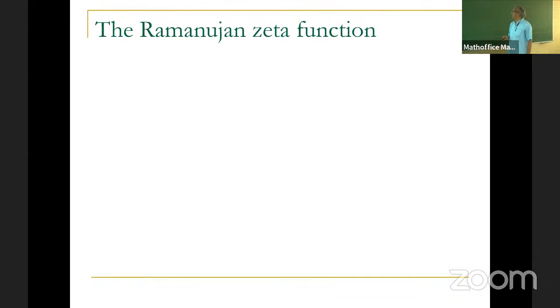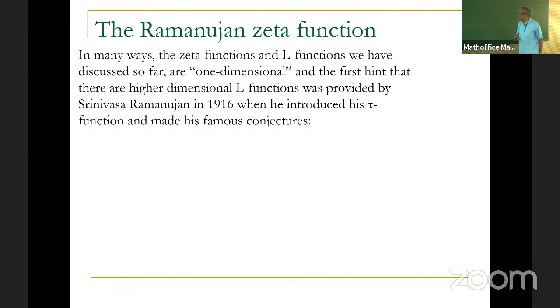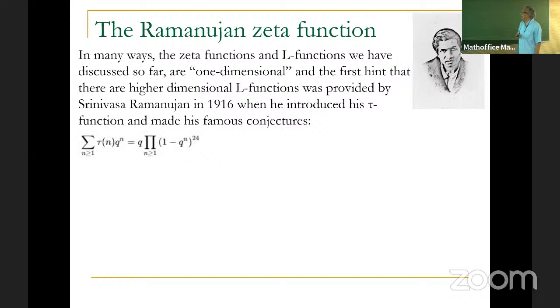Now, in the intervening time, around the same time, in the early 1900s, Ramanujan had stumbled on, in his inimitable fashion, what are now called higher dimensional L-functions. He gave the first hint that there are L-functions of a higher dimension. He introduced what's called the tau function. The summation of tau(n) q to the n is equal to this infinite product. In other words, if I take this infinite product and expand it, the coefficient of q to the n is tau(n).